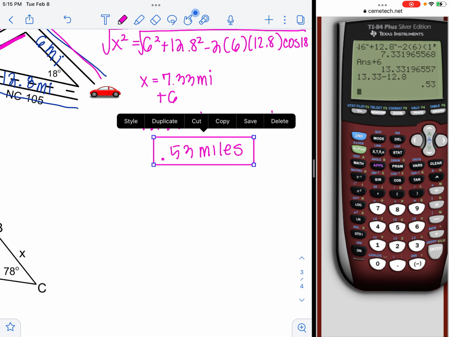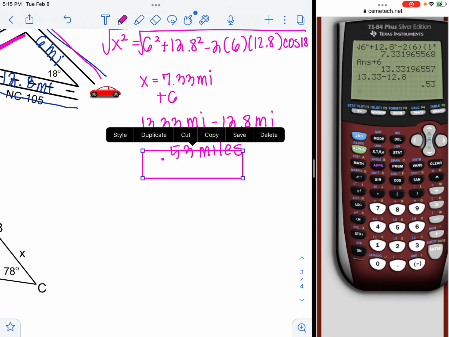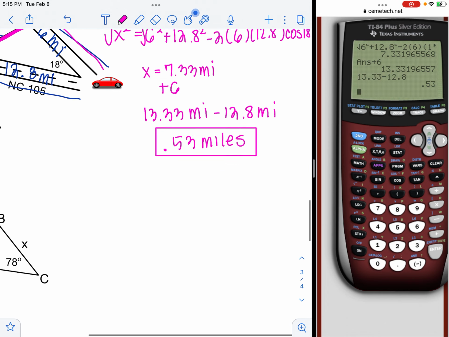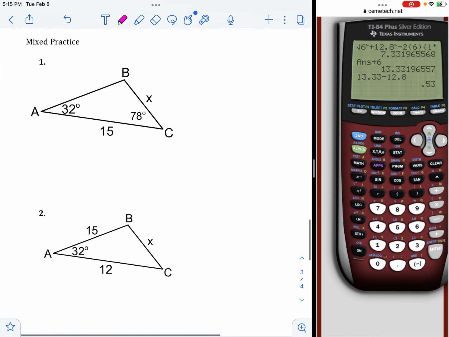All right, so that's it for straight up law of cosines. The rest of this is mixed practice. So if you feel like, okay, I'm good, but I should do some practice, these are the problems that you should do next. I will continue to do these, but if you're good, then you don't have to worry about watching the rest of the screencast. All right, so here's some mixed practice.